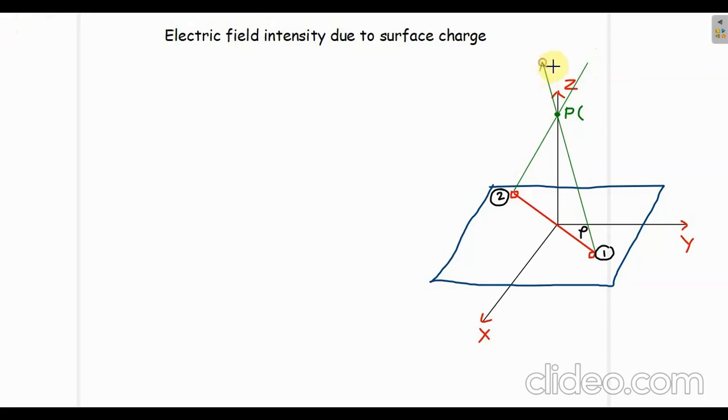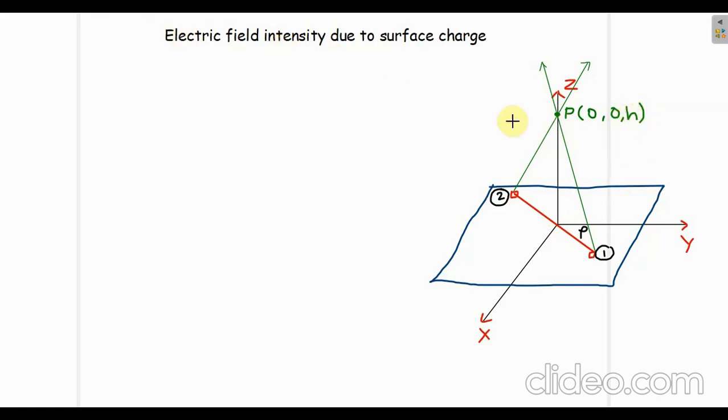Now, if the diagram is clear, it would be easier for you to understand the derivation. So let the coordinates of this point P be 0, 0, H. Since this point P is located on the z-axis, the x and y coordinates will be 0, and only the z-axis coordinate will be there, and that is H.